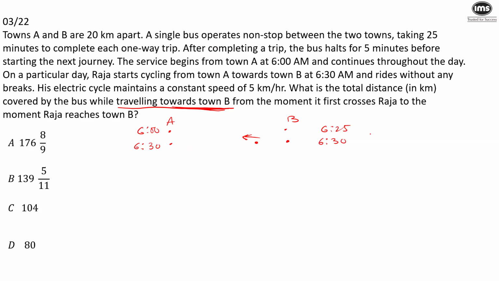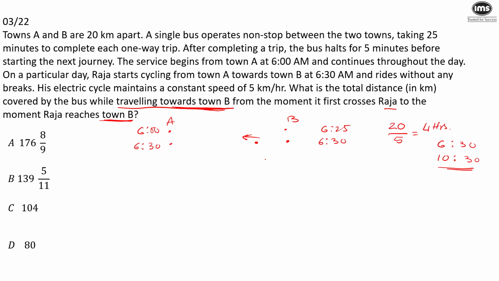So now first thing we need to know is when does Raja, because the question says first crosses Raja to the moment Raja reaches town B. So when does Raja reach town B? The distance of 20 kilometers is to be covered by Raja at a speed of 5 kilometers per hour, which gives us 4 hours. He has started at 6:30. So he will reach town B exactly at 10:30. So we need to calculate only till 10:30.